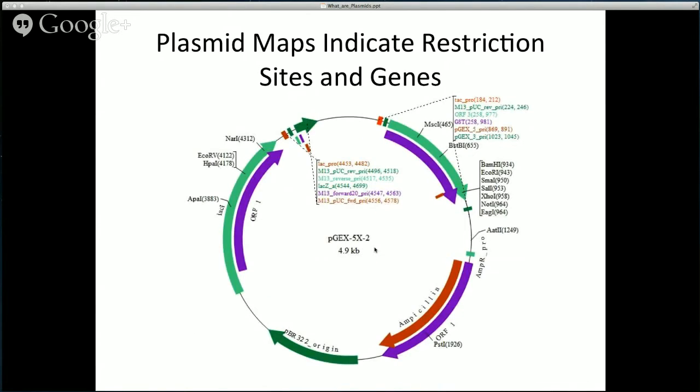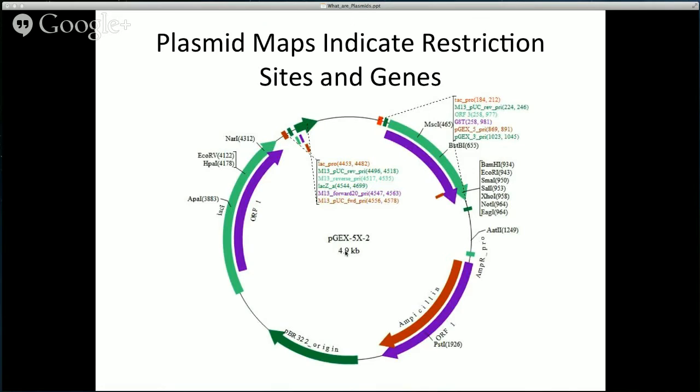Now, this is something more specific that you would see online. This gives you all the information you need to see everything on the plasmid. This pJEX is the name of it: p for plasmid, 5X2 is just a designation for this particular plasmid. And it has 4.9 kilobase pairs.